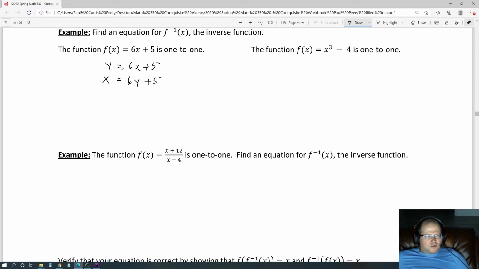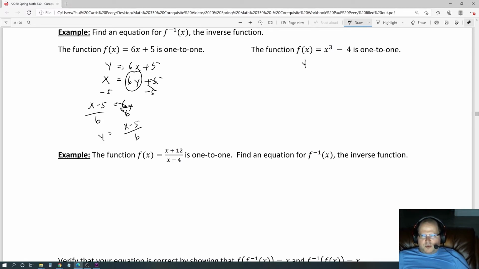Then we want to solve for the y, so I have to get this 6y by itself by undoing the addition of 5, by subtracting 5, and whatever I do to one side I do to the other. It gives me x minus 5 is equal to 6y. I undo the multiplication of y by 6 by dividing by 6, and whatever I do to one side I do to the other. Those 6's cancel out, leaving me y is equal to x minus 5 over 6.